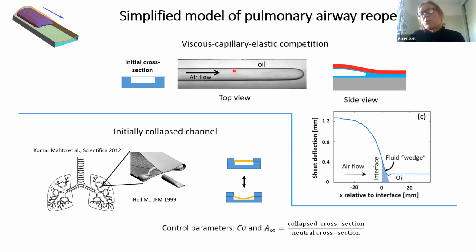In our model, we can do half of that channel by collapsing the membrane, and we get something quite similar. But we thereby introduce a new parameter in the system, which is the initial cross section, the ratio between the collapsed cross section here and the neutral cross section, which would have been the rectangular one.